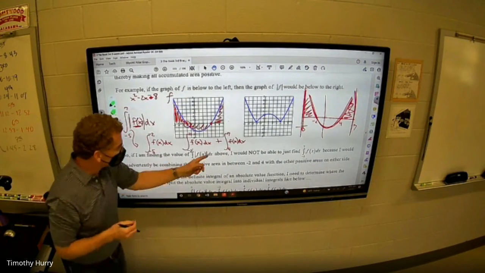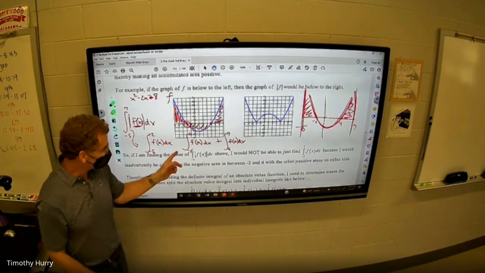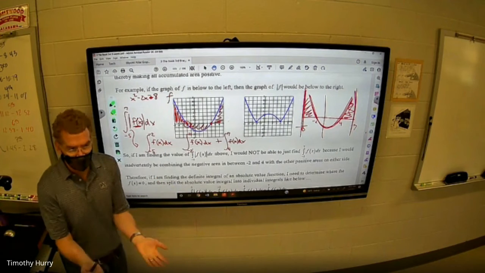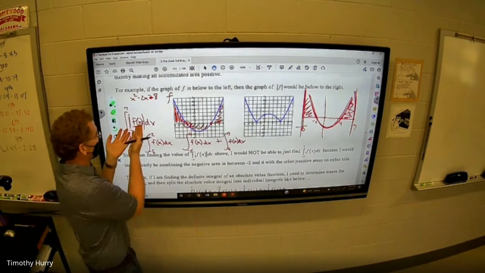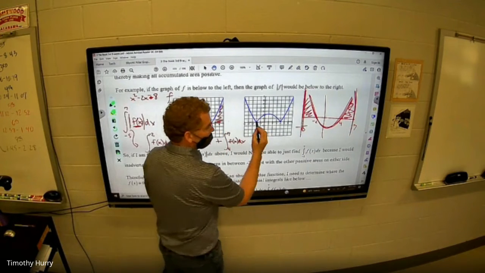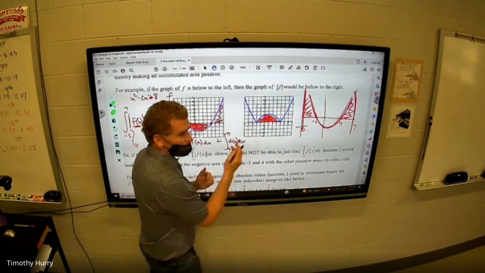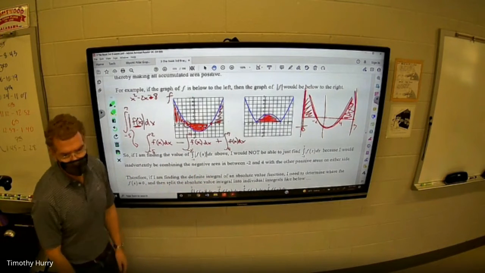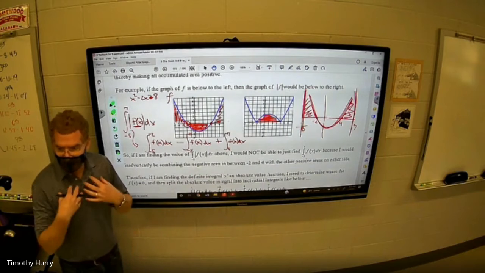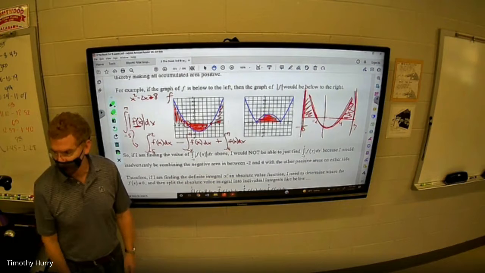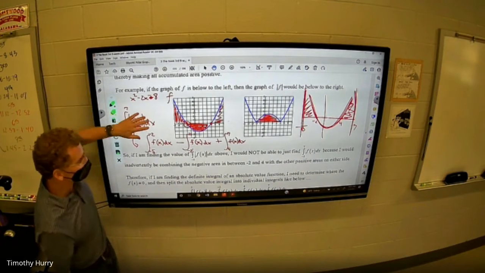But what is this going to give me? If I integrate it without absolute value, it spits out negative area. And if I'm trying to graph the absolute value, I don't want negative area. I want positive area. So what do I do to it to make it positive? Negate it. And this allows me to find and make all the areas positive. And that's what absolute value does.